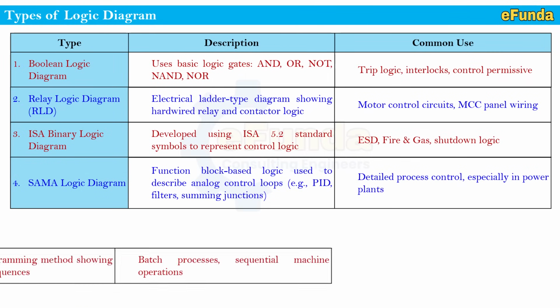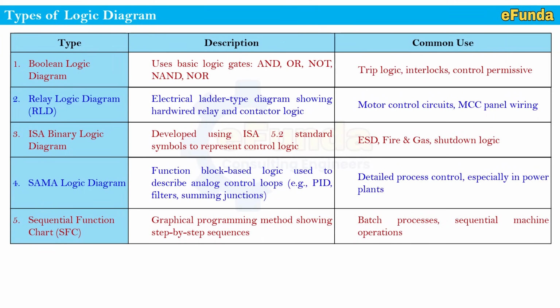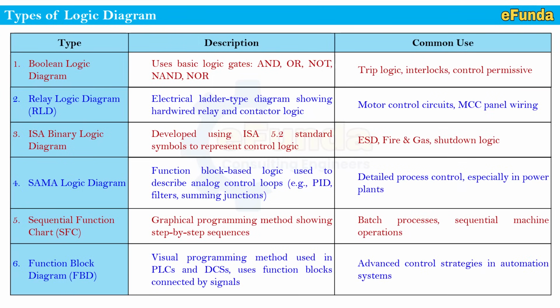Fifth, sequential function chart, that is SFC. Description: graphical programming method showing step-by-step sequence, commonly used for batch processes and sequential machine operation. Sixth, functional block diagram, that is FBD, a visual programming method used in PLC and DCS, which uses function blocks connected by signals, and commonly used for advanced control strategies in automation systems.